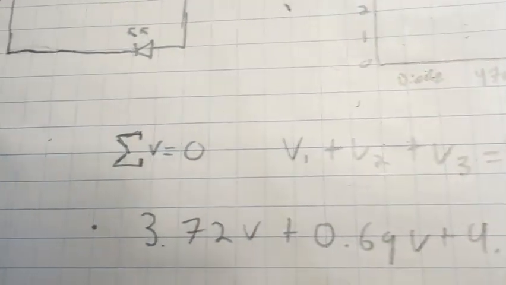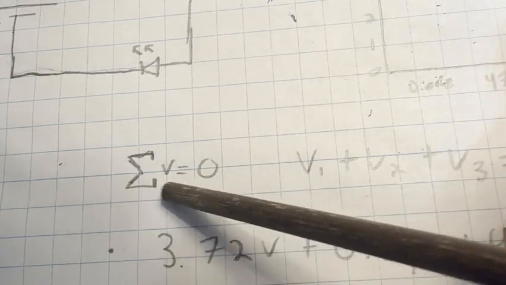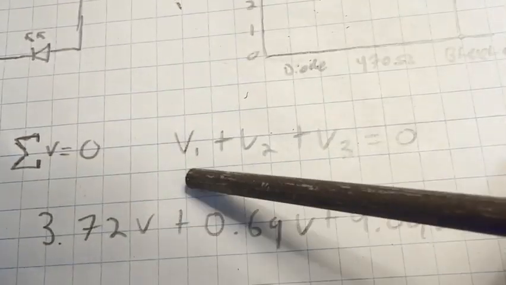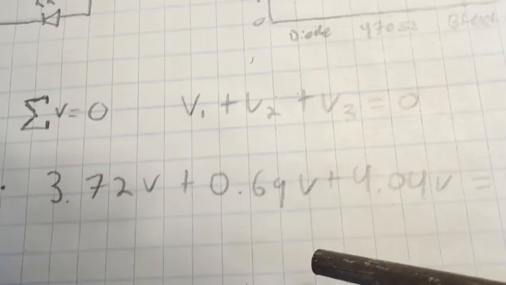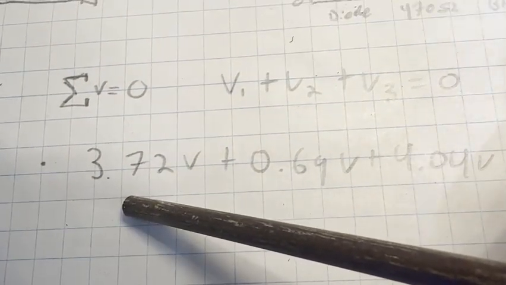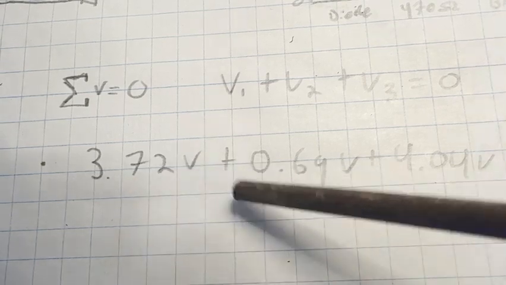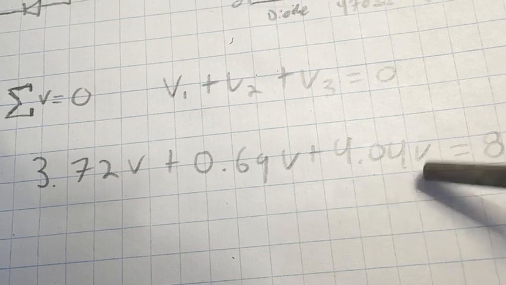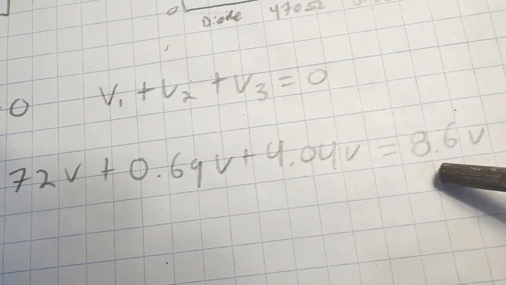Again, Kirchhoff's voltage law is applicable here, with this being the general equation, which can then be written out as this, and in this case is applicable to this, with your first measurement, 3.72 volts, plus 0.69 volts, plus 4.04 volts, equaling this starting voltage.